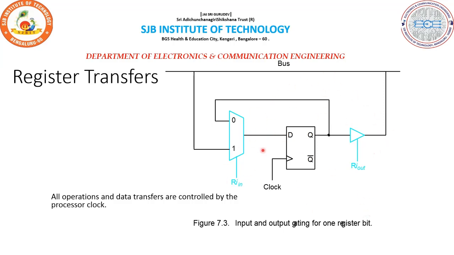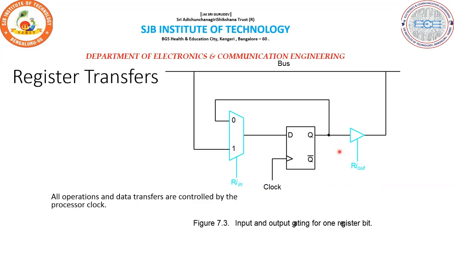1 means it is connected to the external bus. So when Ri n is equal to 1, the data has to be collected from the external bus. When Ri n is equal to 0, the data is transferred to the buffer register, which is Ri out. Here the 2 input multiplexer is used to select the data applied to the input of the edge triggered D flip-flop. D stands for data, and it follows the input.